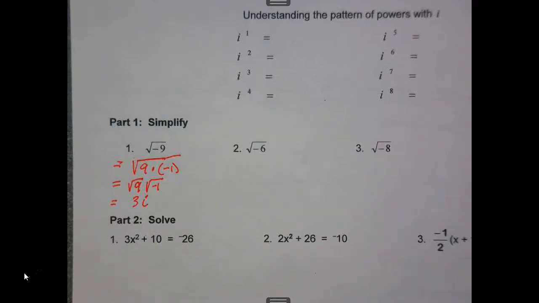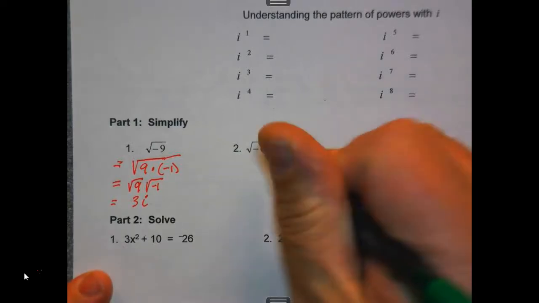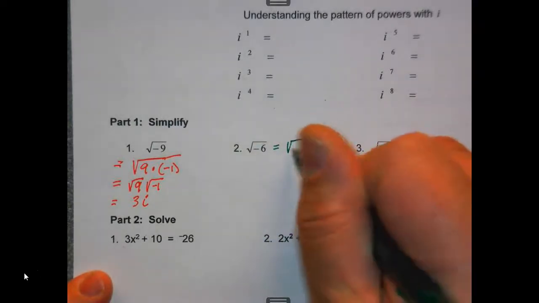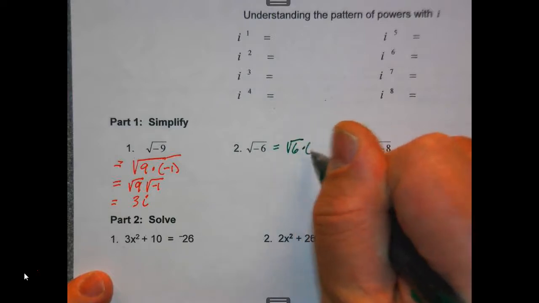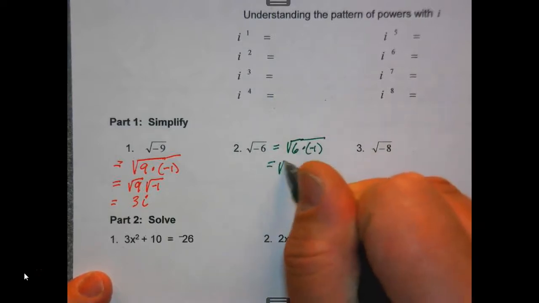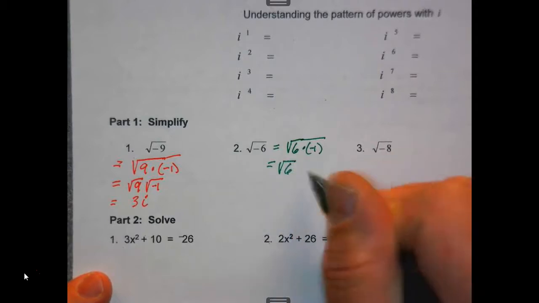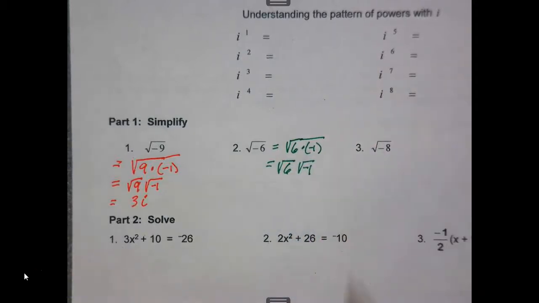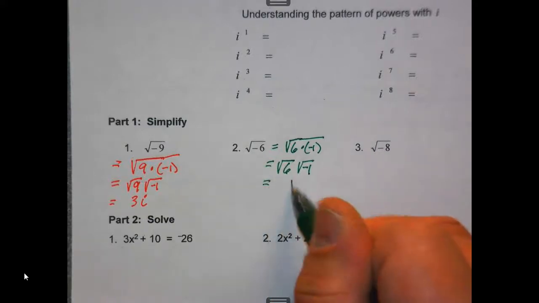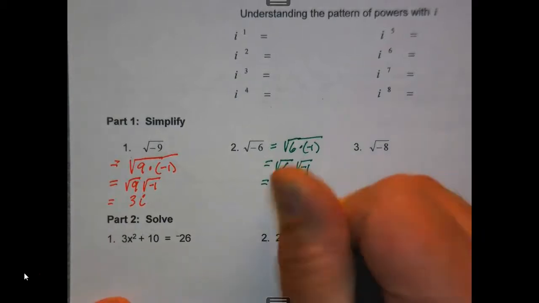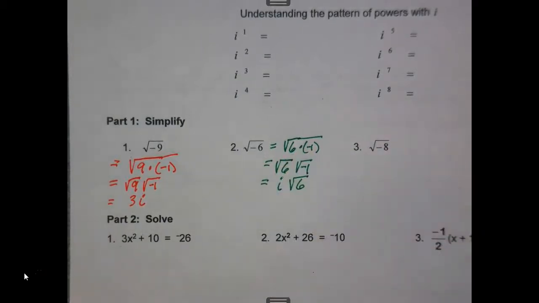All right, number 2. I'm going to split this up into 6 times negative 1. And I have split up the radical, the square root of 6 times the square root of negative 1. And the square root of 6 is going to stay that way. I can't simplify it. And the square root of negative 1 is i. i goes before the square root.